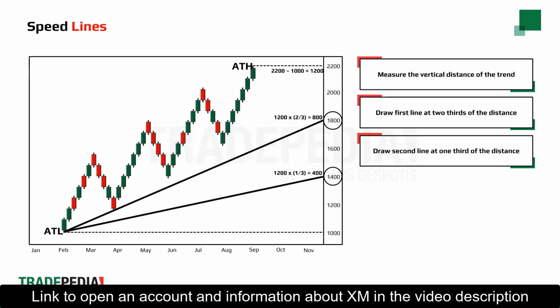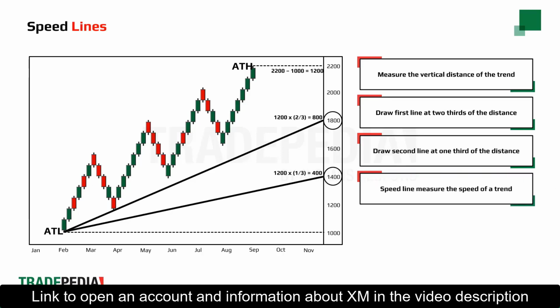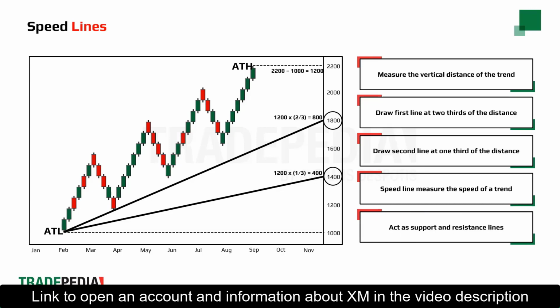Speed lines measure the rate of ascent or descent of a trend, or in other words, the speed. The main use of these lines is to detect possible supports and resistances within the trend. Note that since speed lines are drawn by connecting the beginning of the trend with the 2/3 and 1/3 of the vertical distance, it is not unusual for them to run through the price action.